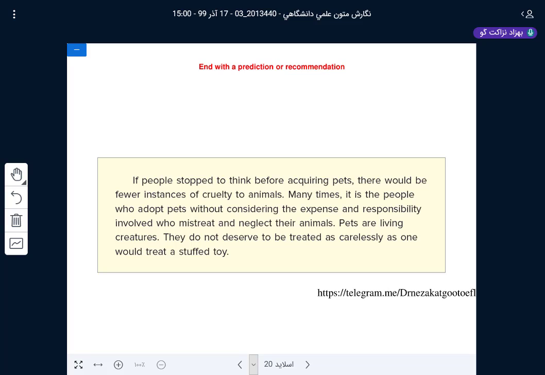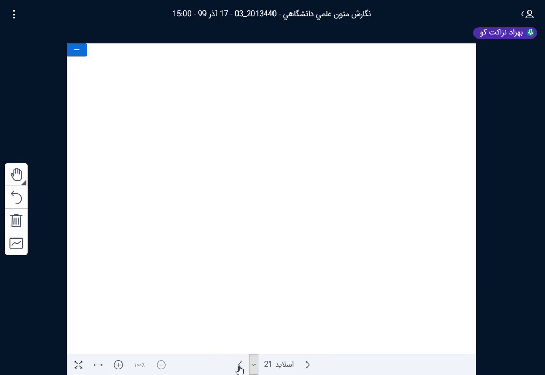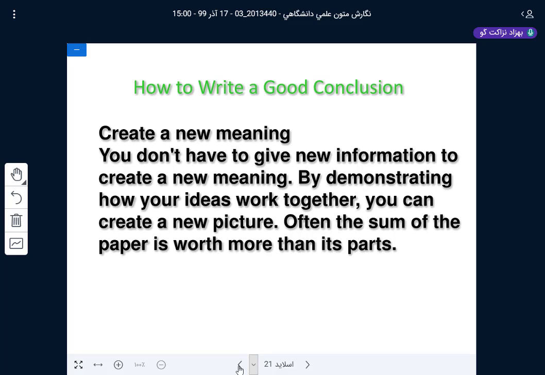Okay, so as you see, we started from something which is specific and we came to something which is general. So it is funnel-like, and we started with something specific, and then we ended with something in the form of prediction or recommendation. How to write a good conclusion? Go on, please.